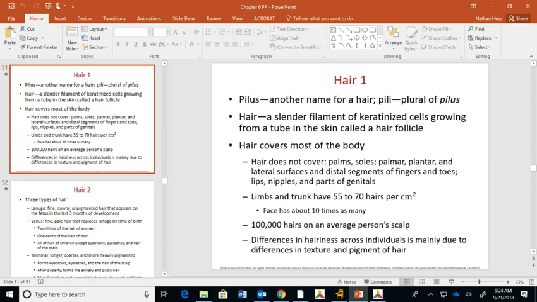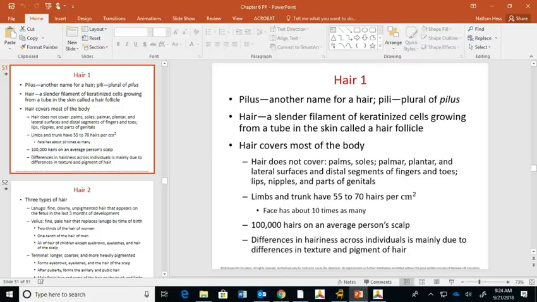So a hair's actual name is a pilus, P-I-L-U-S, not P-L-I. And pili, P-I-L-I, means multiple, lots of hair, right? So it's a slender filament of keratinized cells, again, keratin being that protein that makes it harder. And there's a tube that this comes out of that we call the hair follicle.